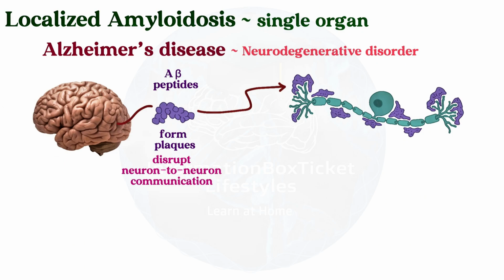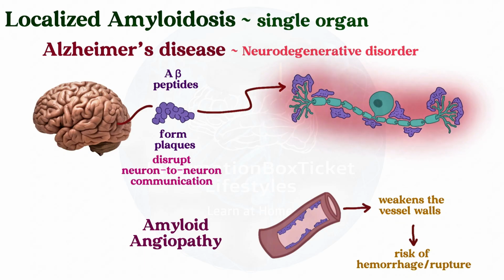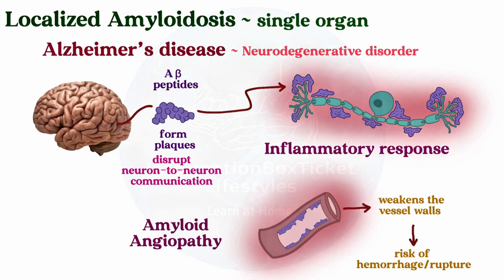Amyloid plaques can also deposit in the walls of cerebral blood vessels, a condition called amyloid angiopathy, which weakens the vessel walls and raises the risk of hemorrhage or rupture. These plaques can provoke an inflammatory response, leading to neuronal damage and, over time, resulting in impairments in brain functions such as memory.